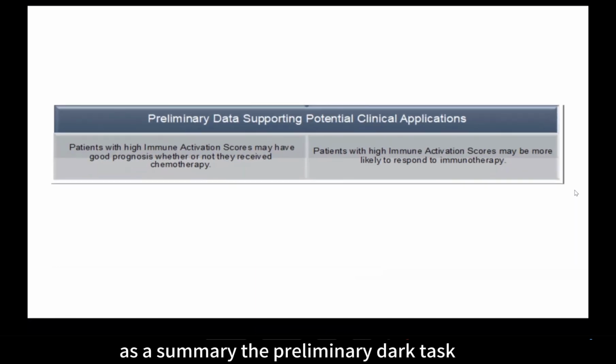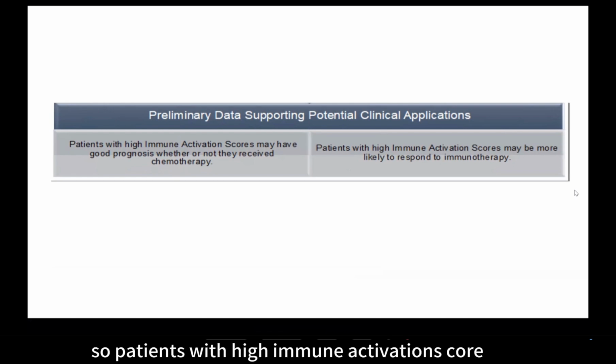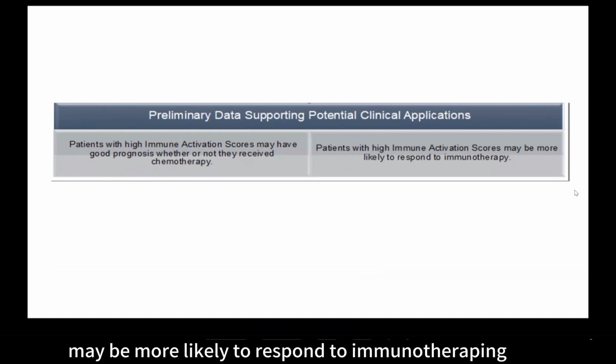As a summary, the preliminary data support potential clinical application. Patients with high immune activation score may have good prognosis whether or not they receive chemotherapy. So patients with high immune activation score may be more likely to respond to immunotherapy.